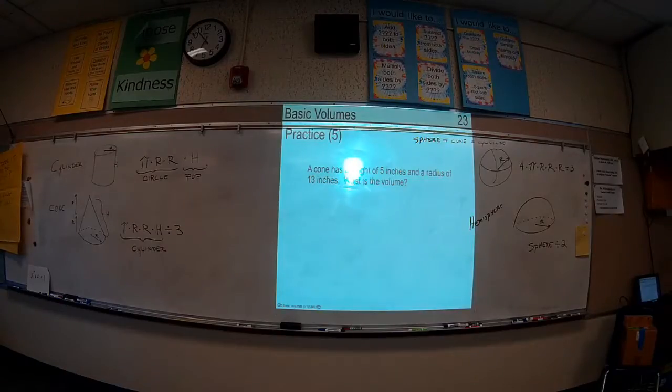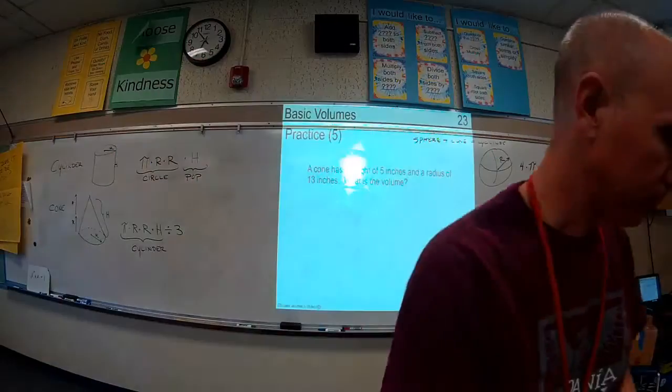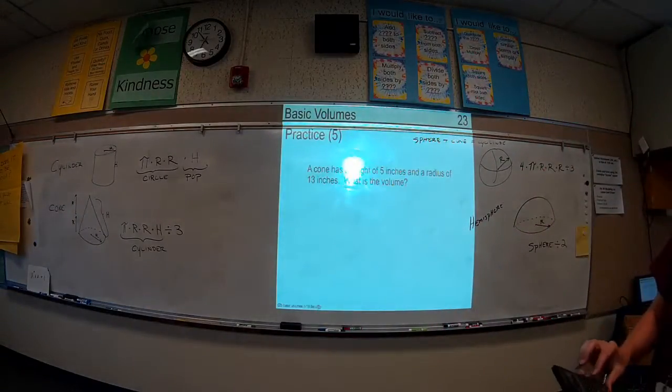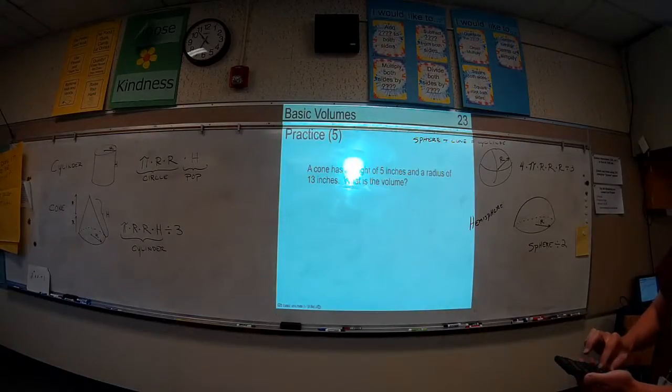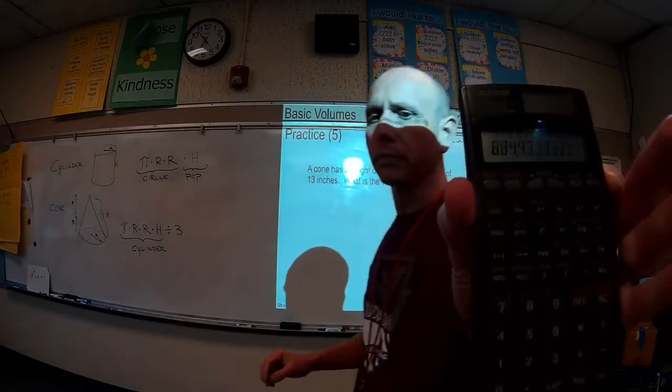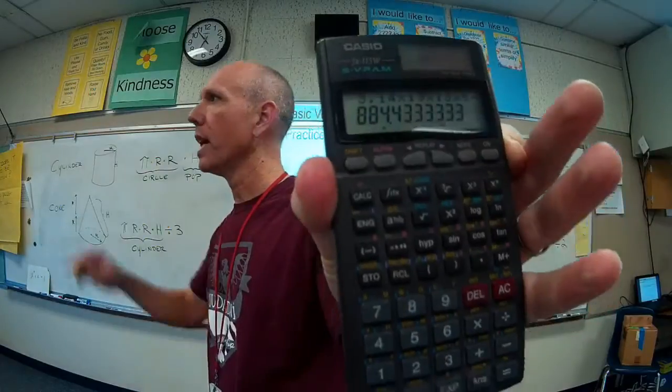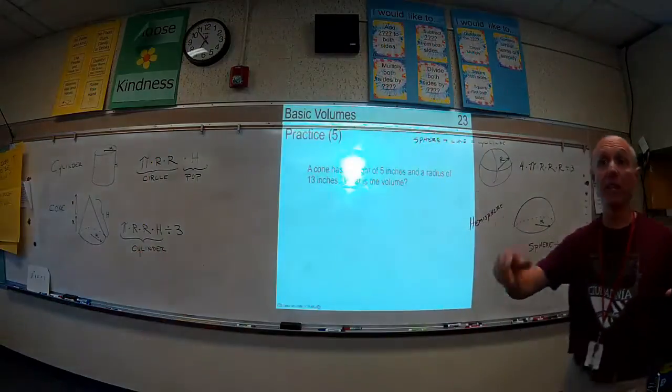The next one has... I will look at it in a moment. Let's see what's going on. Hey, Andrew. Good. So, tell me what to push. 3.14 times... Did you mix up the height and the radius? Times 13 times 13. There it is. 13 times 13 times 5 divided by 3 gives us 884. Good, good.